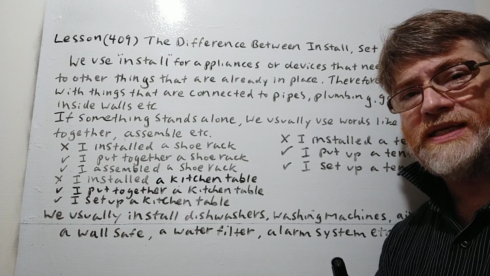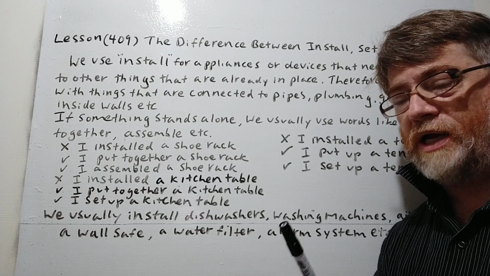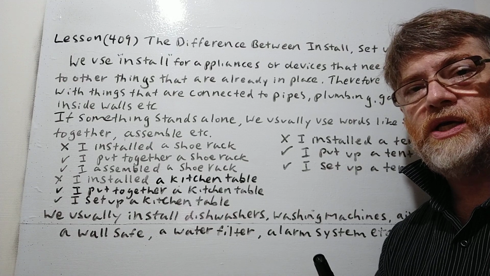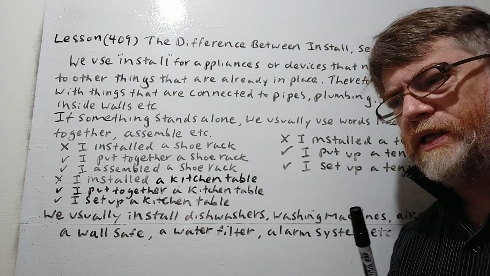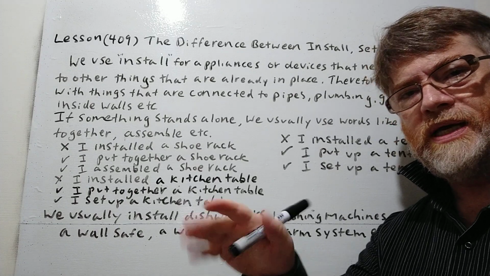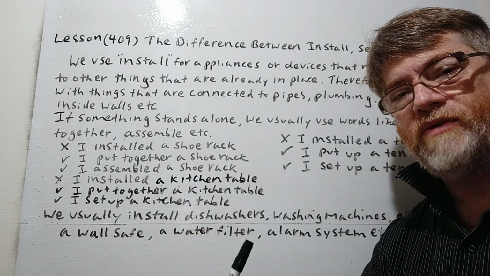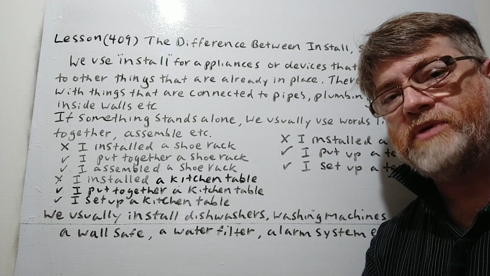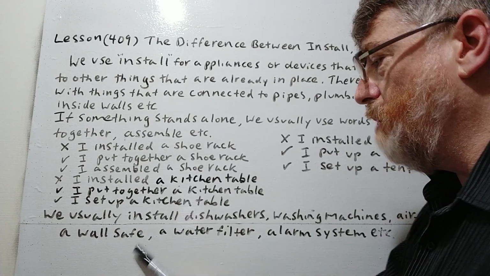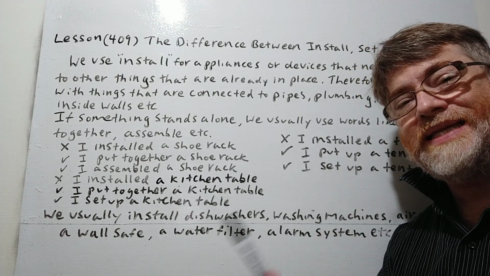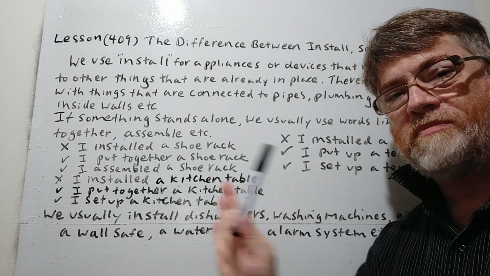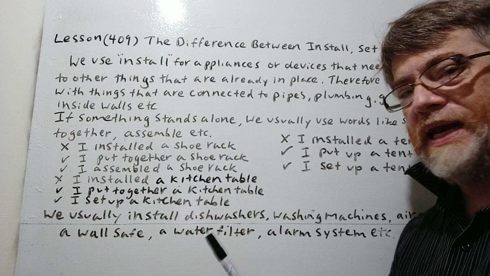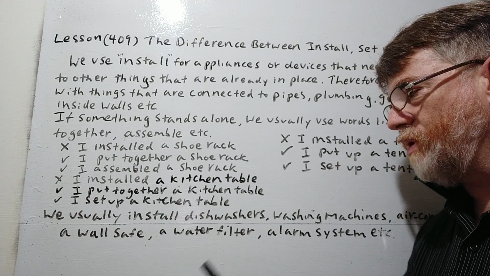I don't know, if it's a standalone, there are some portable air conditioners. You wouldn't usually say install for that. Well, maybe you might actually, if it has a part where water has to go out and you have to connect it to something else, you'd probably still use install. A wall safe, anything that's actually inside a wall, where we've got to cut into the wall or it has to be placed in there and connected to something, you would say you install the wall safe.